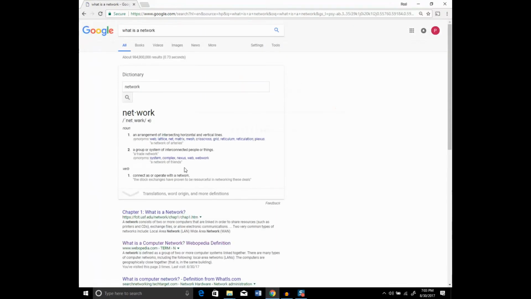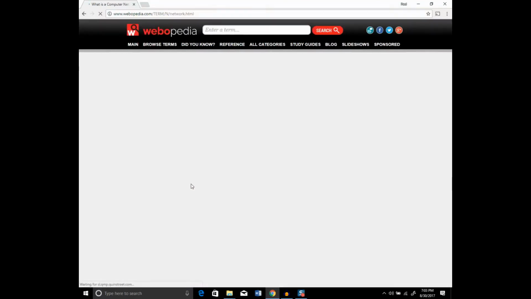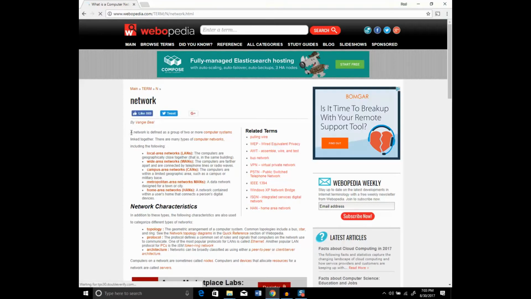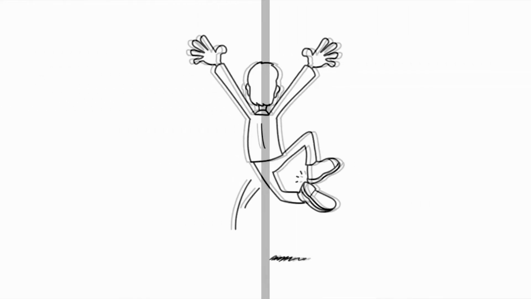It says right here, a network is a group or system of interconnected people or things. That definition is not really hitting quite home for me, so I need more clarification. Let's look at this link over here. Wikipedia defines a computer network. Let's click on that. Let's see. It says a network is a group of two or more computer systems linked together. Bingo. That makes sense to me.